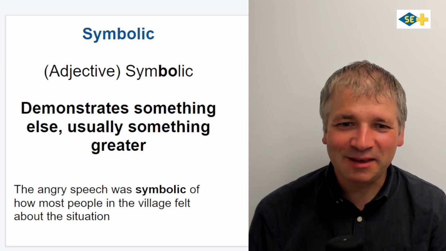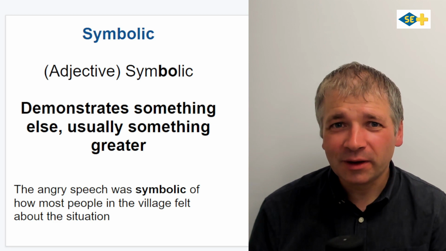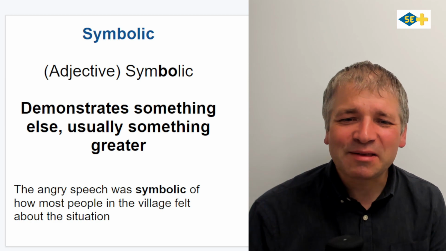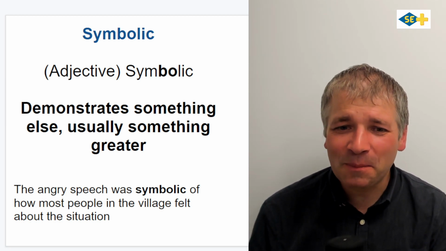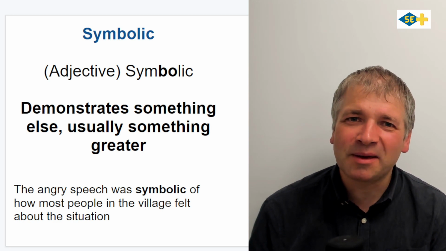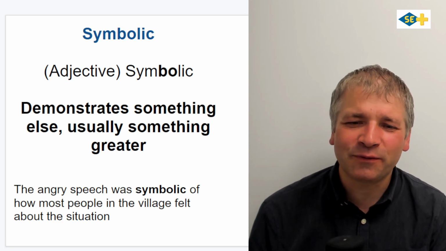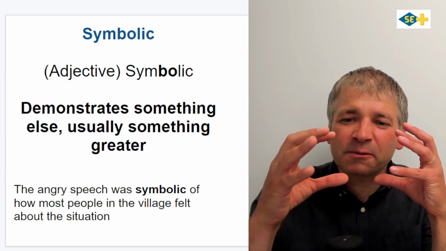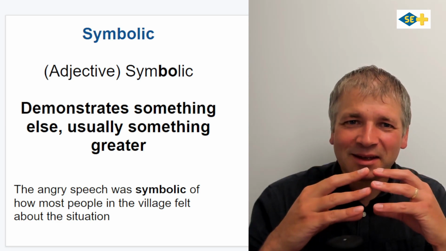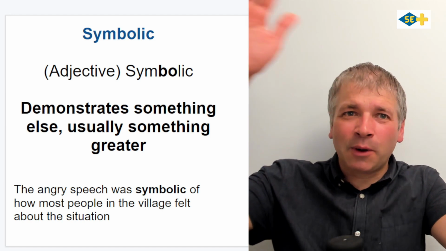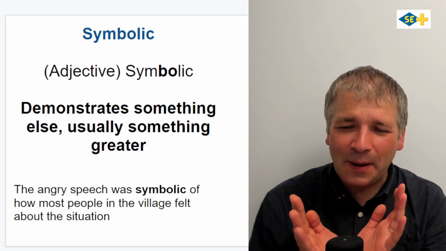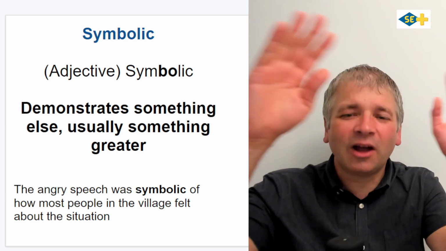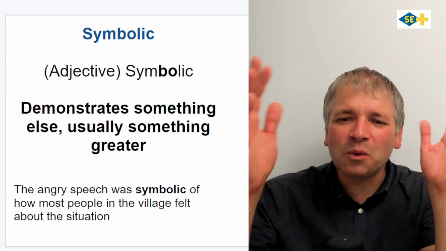Symbolic. This is an adjective with the stress on bo. Symbolic. And this demonstrates something else, usually something greater. Look at the example. The angry speech was symbolic of how most people in the village felt about the situation. So here, the speech was a small thing from one person, but actually everyone, all the people, far more people, were also angry. So the speech was symbolic. It demonstrated something that was much larger than itself. It was symbolic of all the people's feelings.